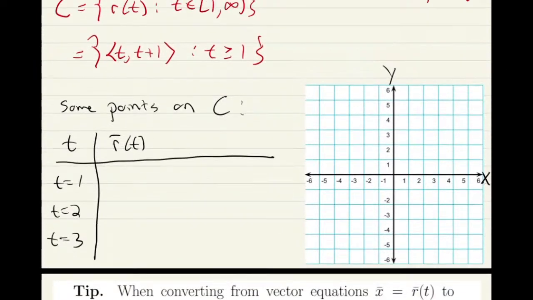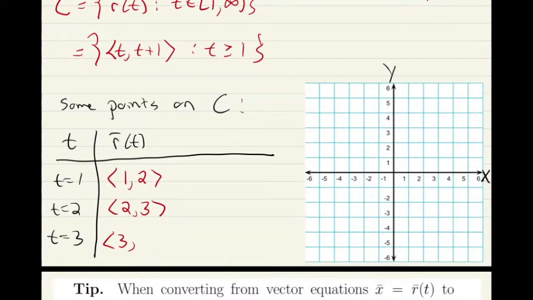Okay, so let's plug it in. So t plus 1, right? X component is t, y component is t plus 1. So there we go. This is me plugging in different values of t, getting a few different points on the graph. Now we can plot these. I've got an x, y axis. Notice the x and y are labeled. That's important. We must always label our axes.